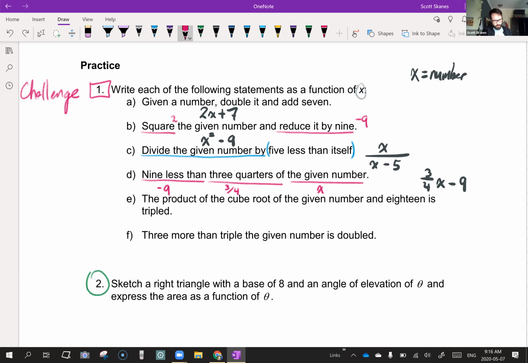This E I'm going to skip because the question's not written well. So that's a little gift for you. F, 3 more than triple the given number is doubled.